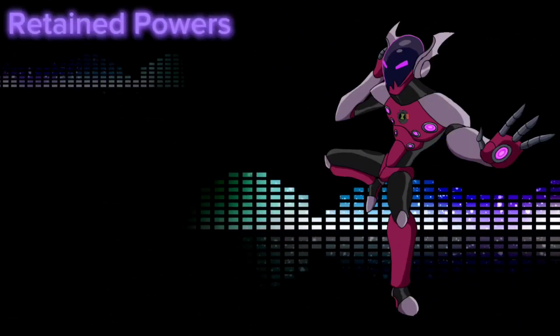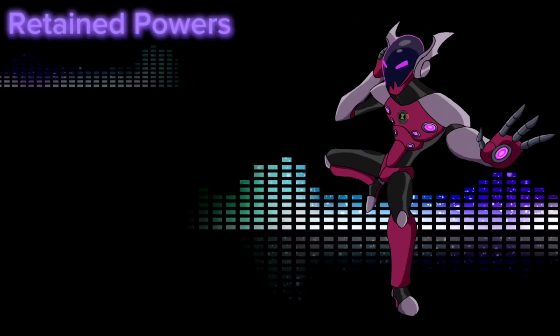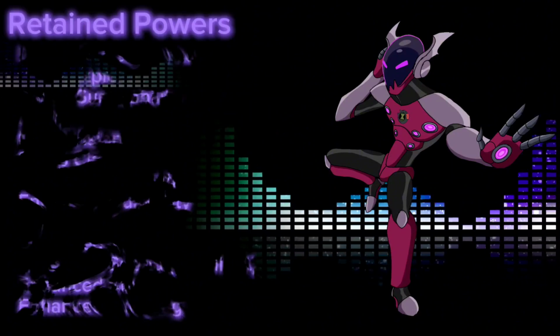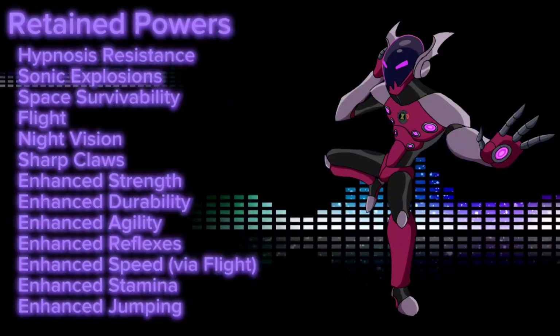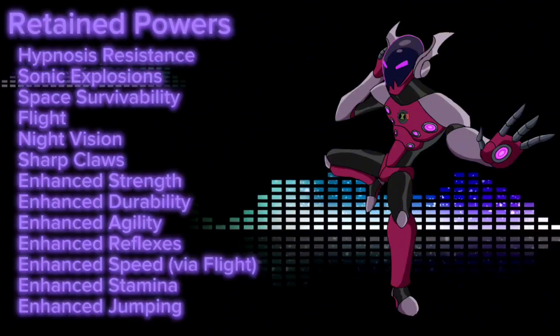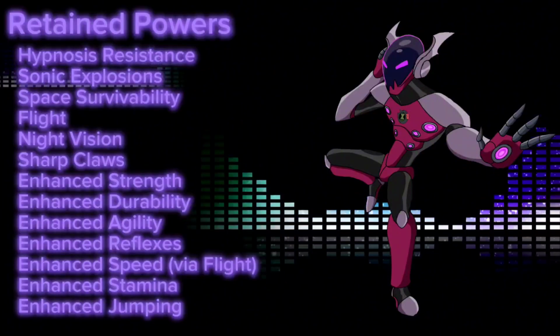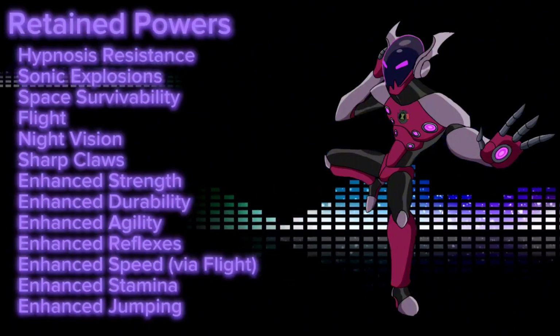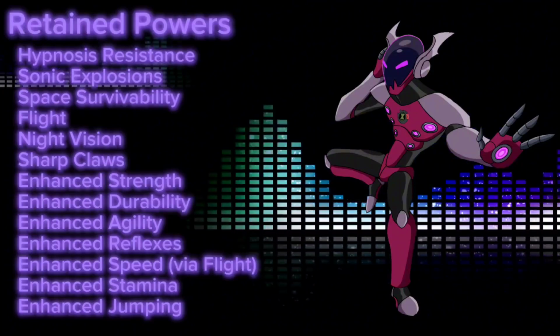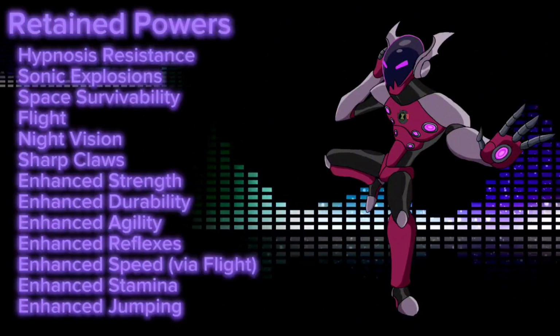And now, on for powers and weaknesses. For powers, retained ones involve Hypnosis Resistance, Sonic Explosions, Space Survivability, Flight, Night Vision, Sharp Claws, Enhanced Strength, Enhanced Durability, Enhanced Agility, Enhanced Reflexes, Enhanced Speed via Flight, Enhanced Stamina, and Enhanced Jumping.